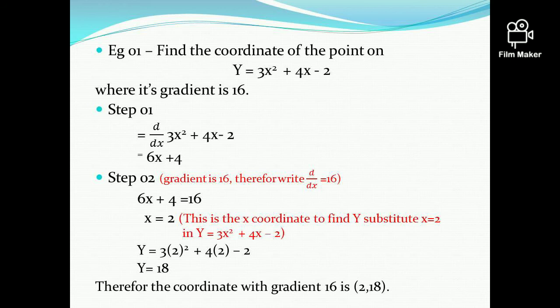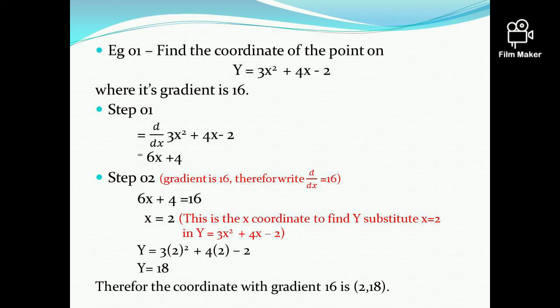Let's try to understand the theory from this example. The question is, find the coordinates of the point on y equals 3x squared plus 4x minus 2 where its gradient is 16. That means on this curve there is a point. If you measure the gradient of that point, that is 16. We need to find what the coordinate is. You have to follow the following steps.